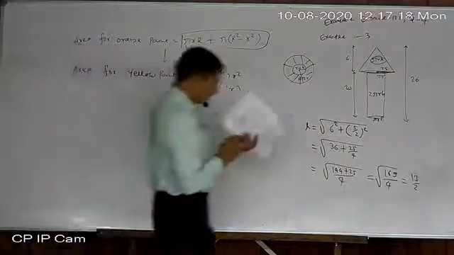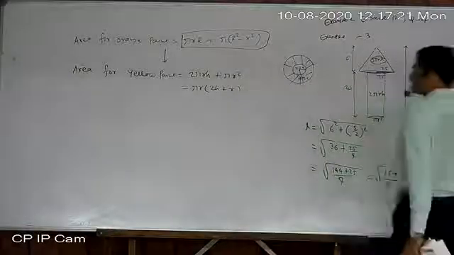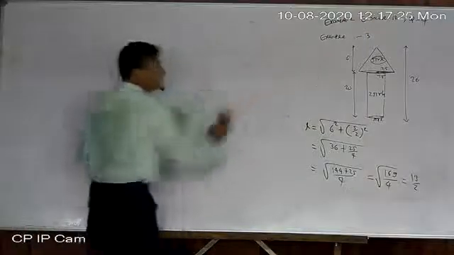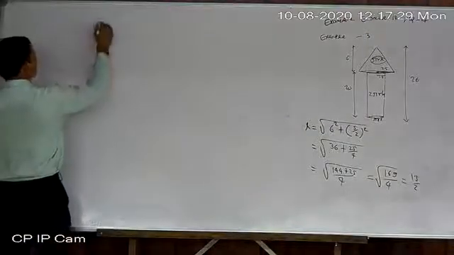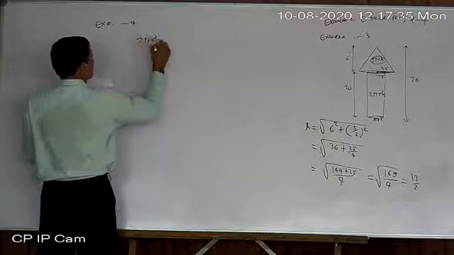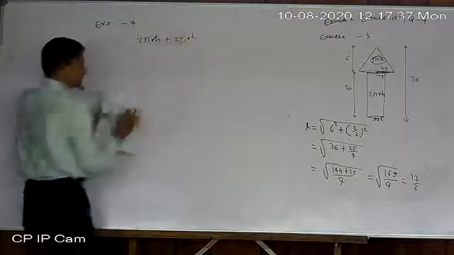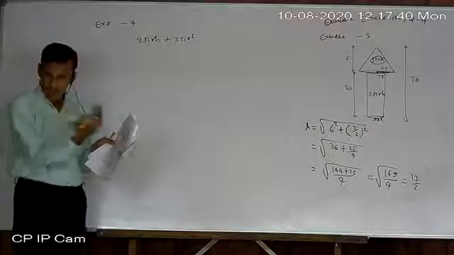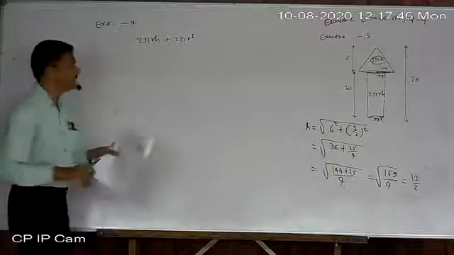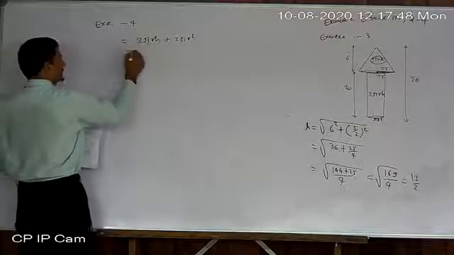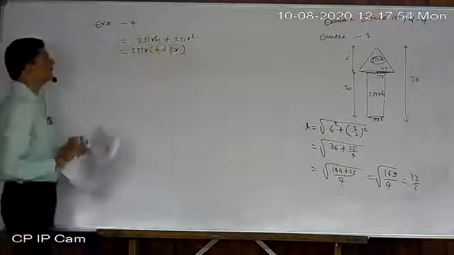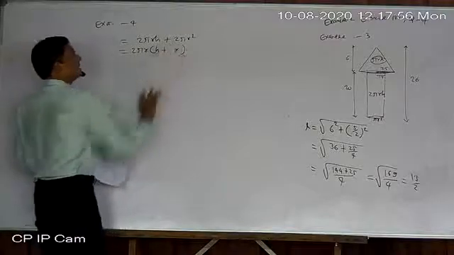Example number 4 is again simple. There is a cylindrical part and a hemispherical part. So obviously it is very simple. Why? Because 2 pi r s plus 2 pi r square. Both the CSA of the cylinder as well as the CSA of the hemisphere are visible there. So you just add both areas. So s plus r will be there.